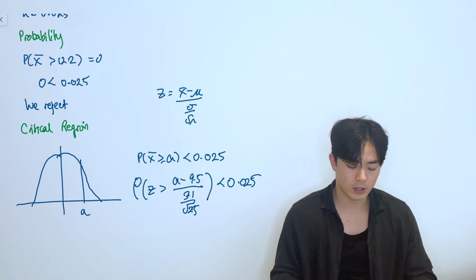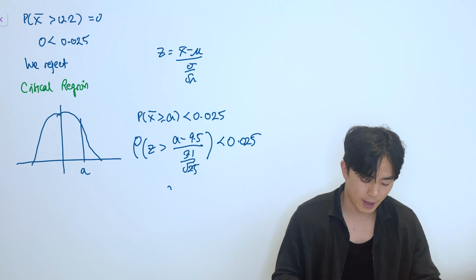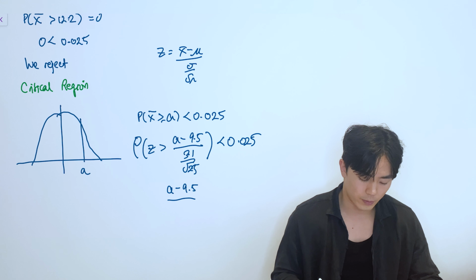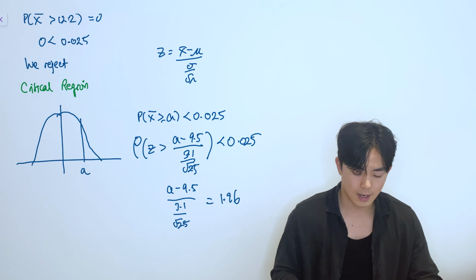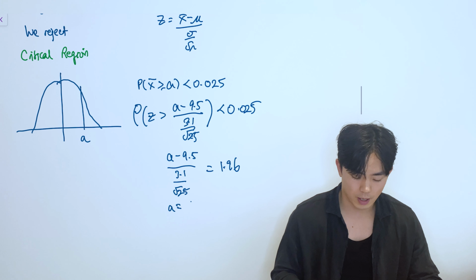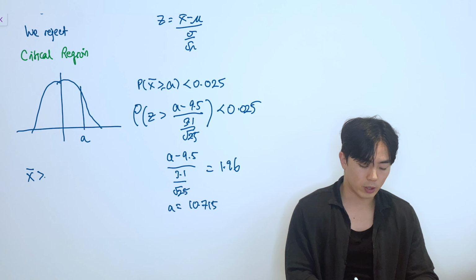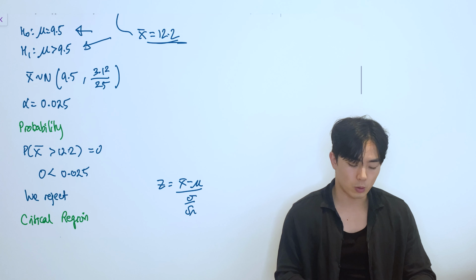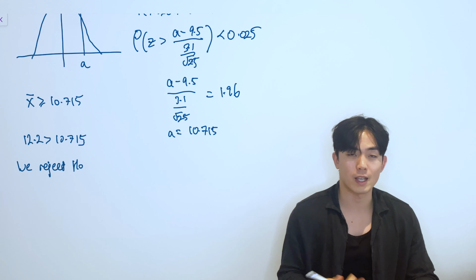Now you can rearrange, or you can use an inverse normal calculator to find what this is going to be. So I can say A minus 9.5 over 3.1 over root 25 is actually going to be equal to 1.96. And now I can rearrange and you find that A is going to be 10.715. So the critical region is when X bar is bigger than or equal to 10.715. The value they got in the sample, remember, was this 12.2. So 12.2 is greater than 10.715. So therefore we get the same conclusion. We reject H naught because it's within the critical region.